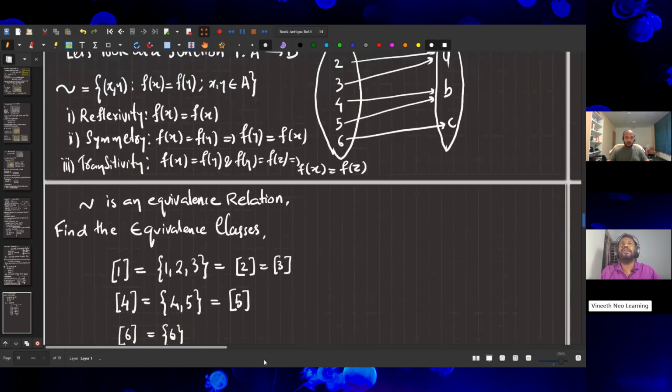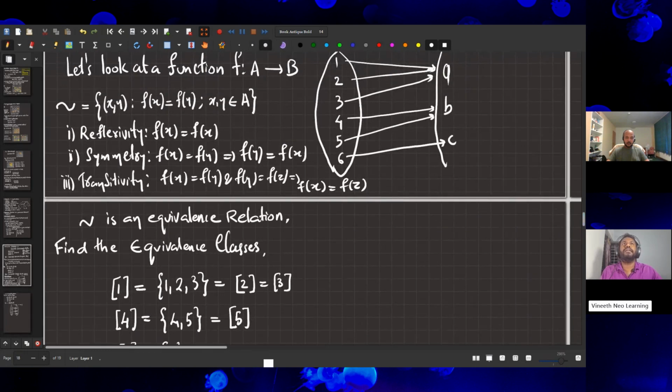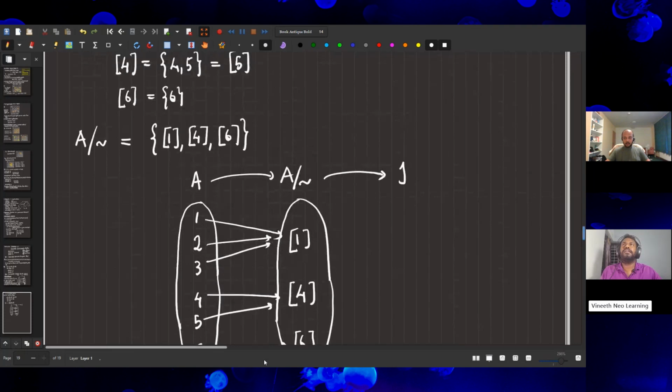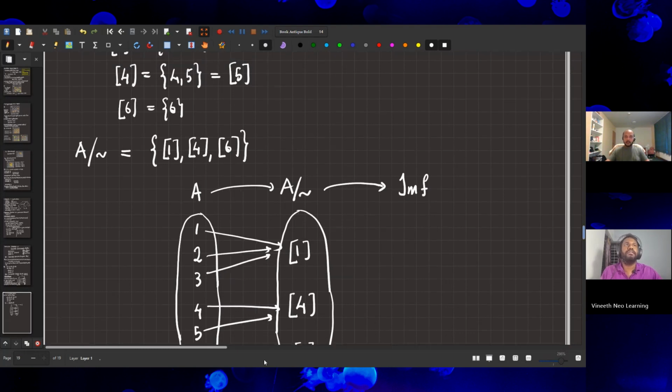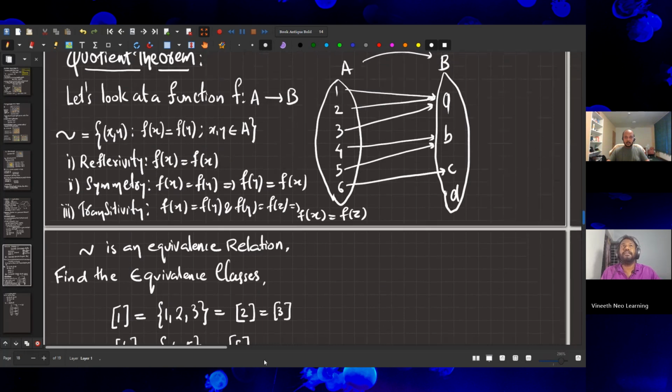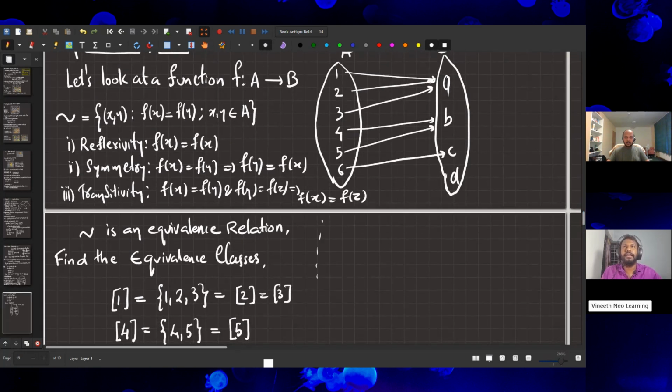For instance, what if there was an element D here? Let's assume there is an element D here, but nothing is mapped to D. So then what will be the image set of F? The image of F will be the set of images A, B, and C. Yes, exactly. Let's consider here the image set.